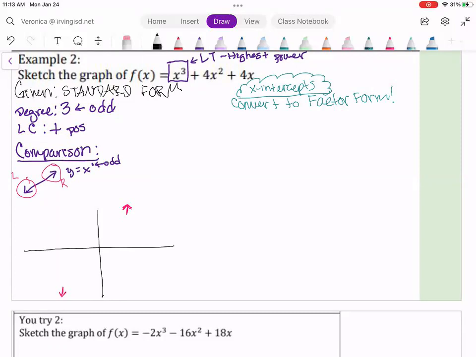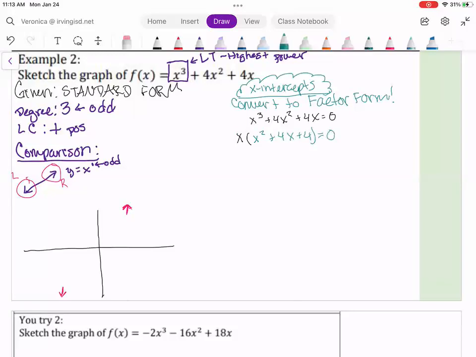So we have our equation: x cubed plus 4x squared plus 4x. Step one, is it in standard form? Well, yes, it is. Step two, we're going to factor out the greatest common factor. So the greatest common factor here, what do we notice they all have? Hopefully you see that they all have an x in common. So I need to factor out an x. What am I going to be left with on the inside? We're going to have x squared plus 4x plus 4.